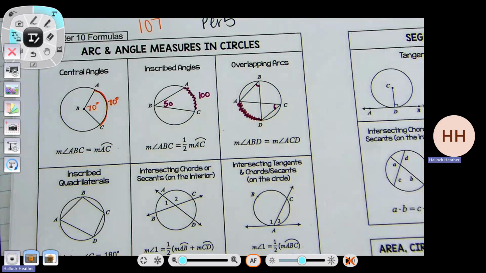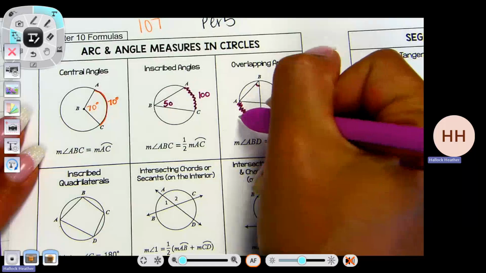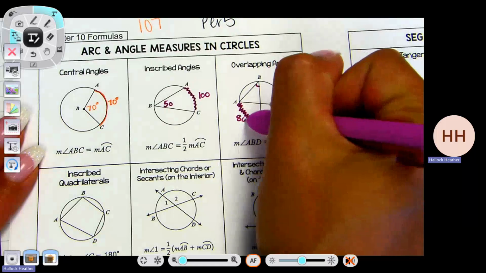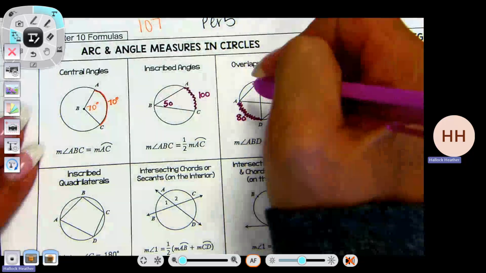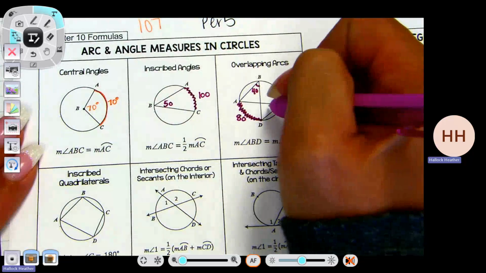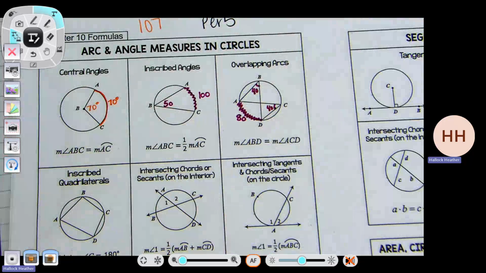Because if it's opening up to the same amount, if this was, once again, let's say this is 80, what would each one of those inscribed angles be? 40, because you're just cutting it in half. So overlapping arcs just mean that they're congruent. So that's not really on the test or the EOC. It's kind of like random, but whatever.